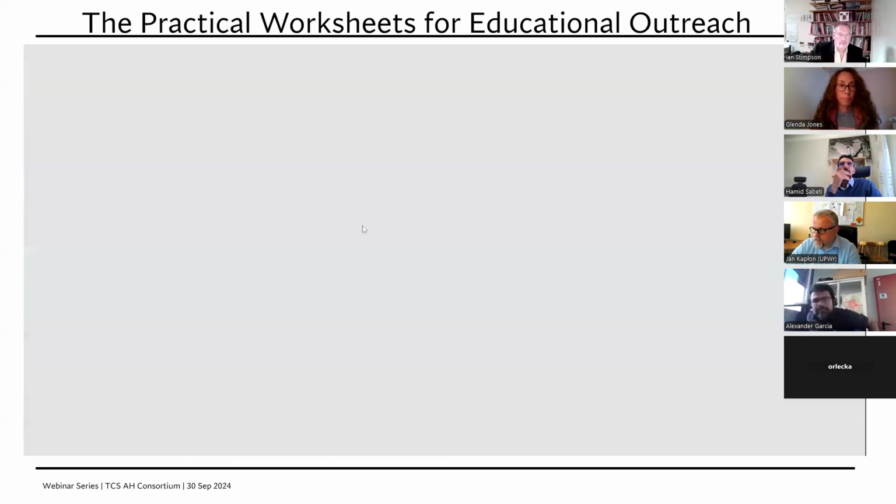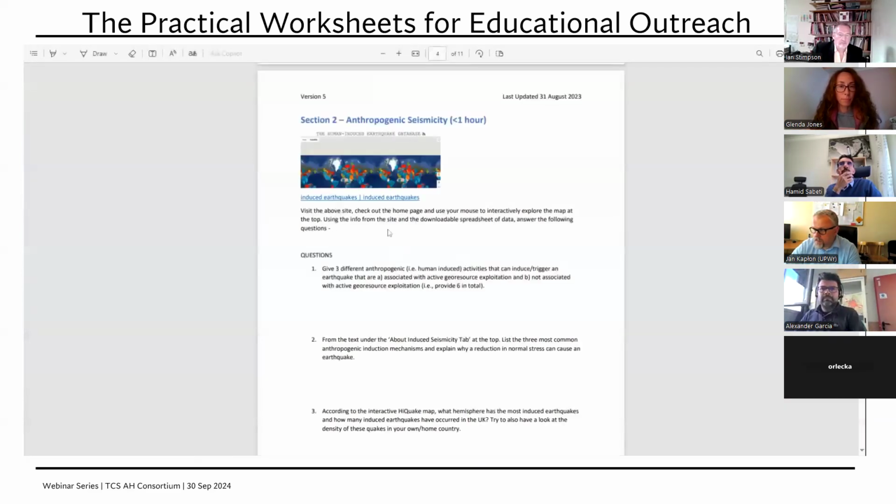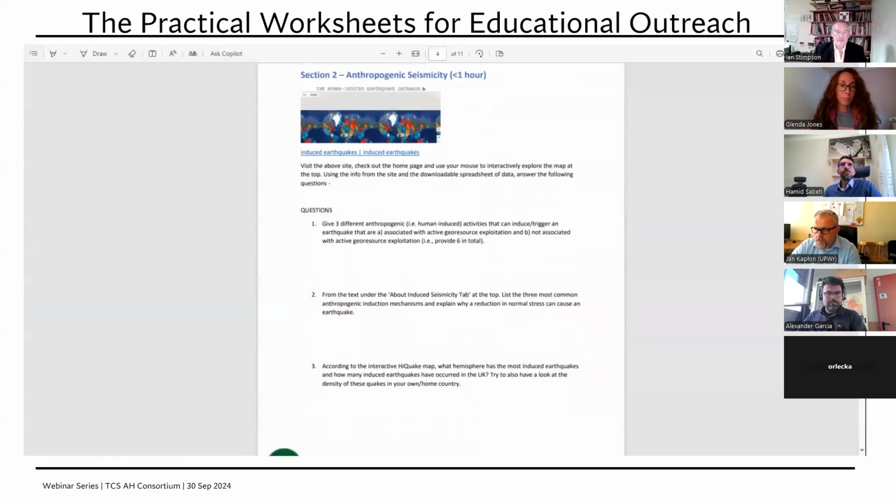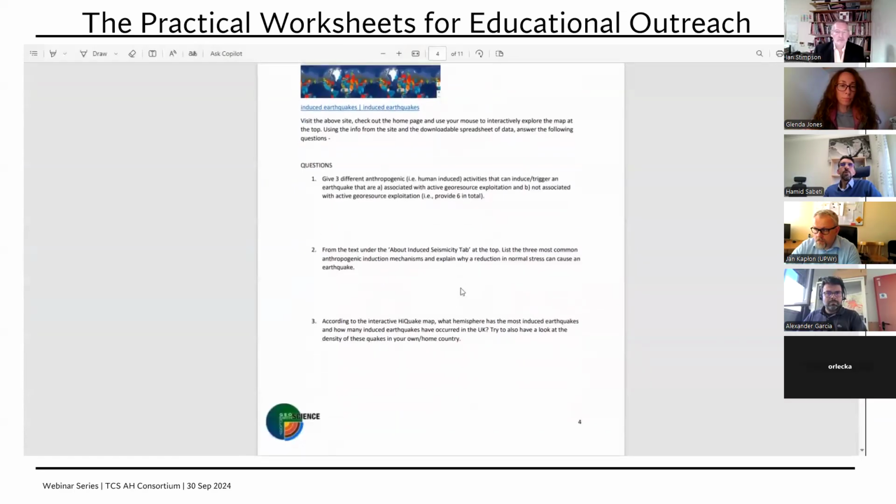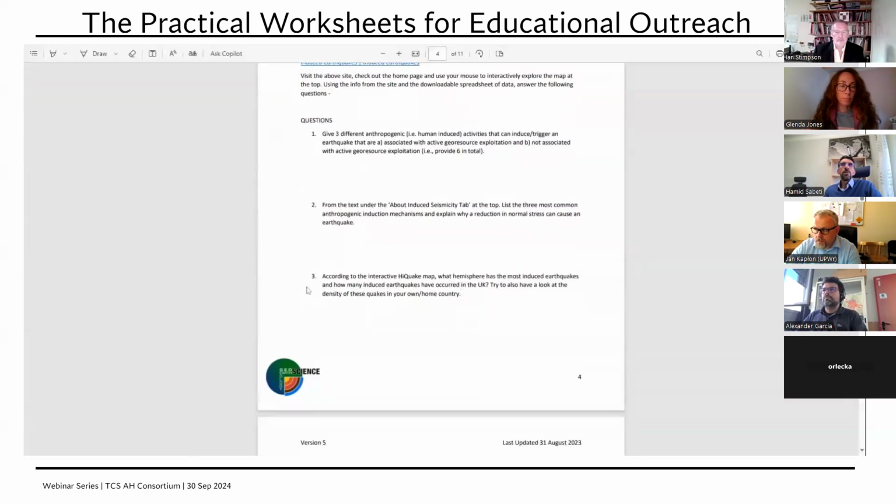The questions that focus on the HiQuake database, again, start off quite simple, asking students to give several examples of anthropogenic activities that can induce or trigger quakes, ranging from both active georesource exploitation and those not associated with active georesource exploitation. They are then asked to interrogate the About Induced Seismicity tab and read that and look at the induction mechanisms.